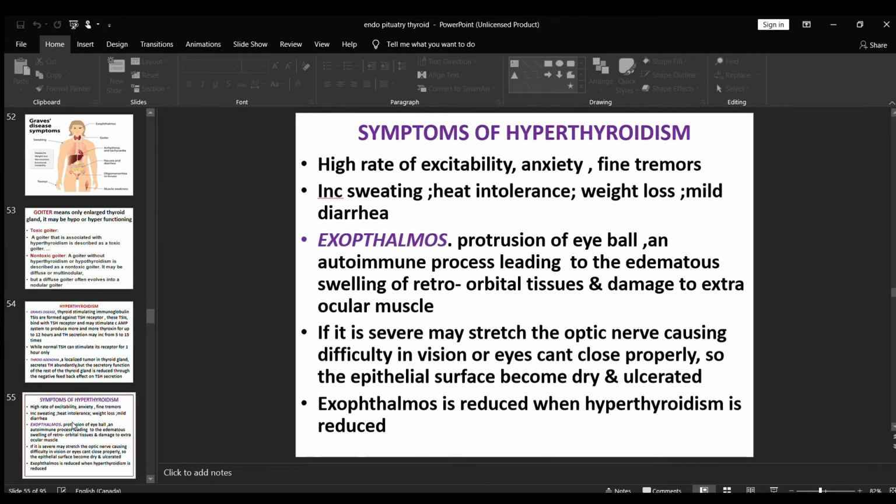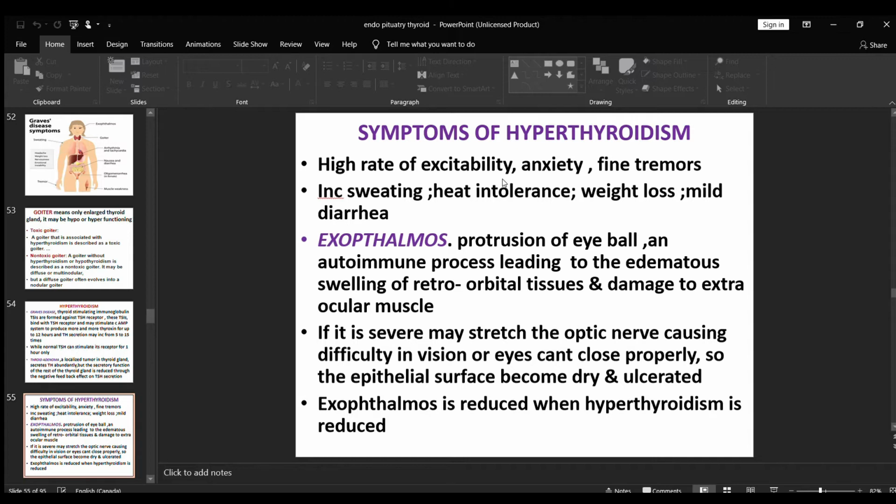Now what are the symptoms of hyperthyroidism? One of the very important symptoms is a high rate of excitability. We have seen the functions of thyroxine in the previous lecture. There is a high rate of excitability in the brain. Cerebration is there. There may be anxiety, fine tremors, increased sweating, heat intolerance, and weight loss. Weight loss is because of the increase in metabolism. Mild diarrhea may be there. All these are the symptoms of hyperthyroidism.